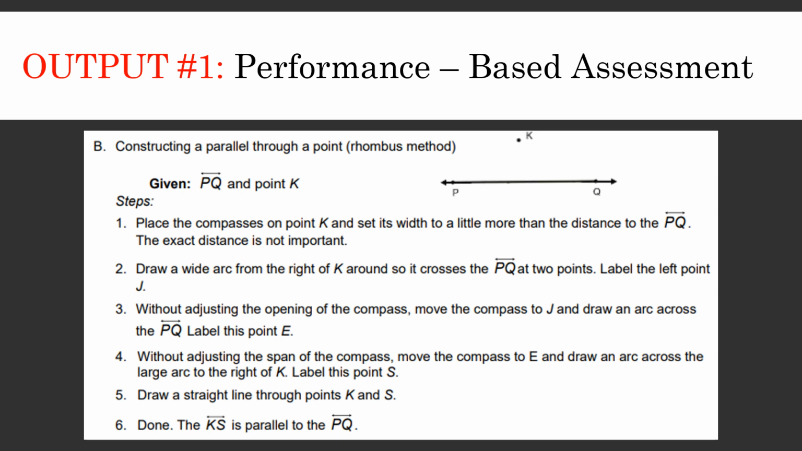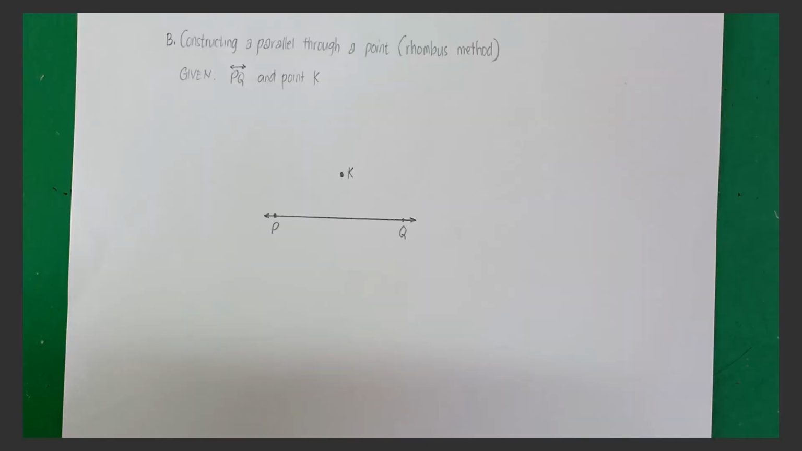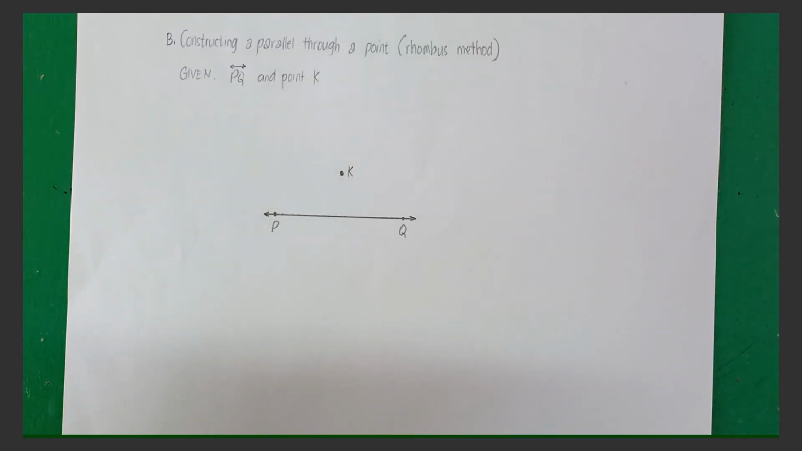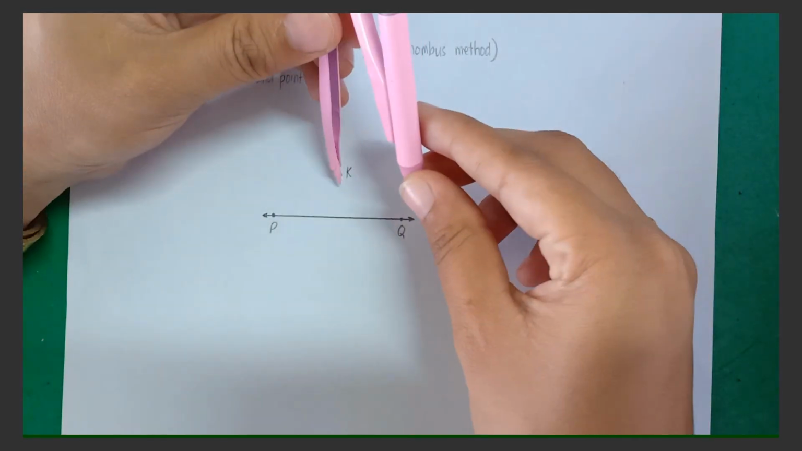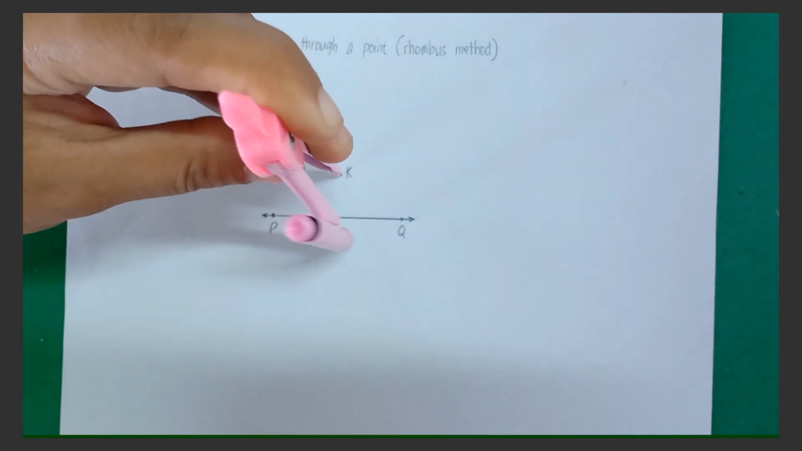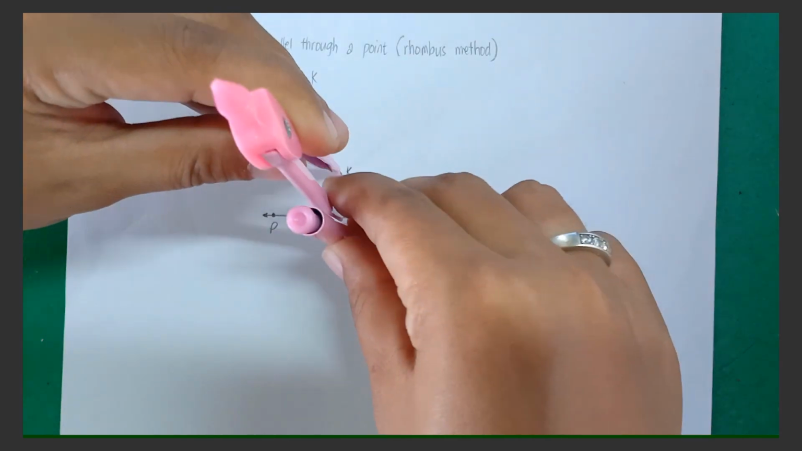Okay, for letter B, you are going to construct a parallel through a point, or the rhombus method. Given line PQ and point K. So these are the steps, and you have to follow them in doing the construction. Place the compass on point K and set its width to a little more than the distance to PQ. The exact distance is not important. So just like that, a little more than the distance to PQ.